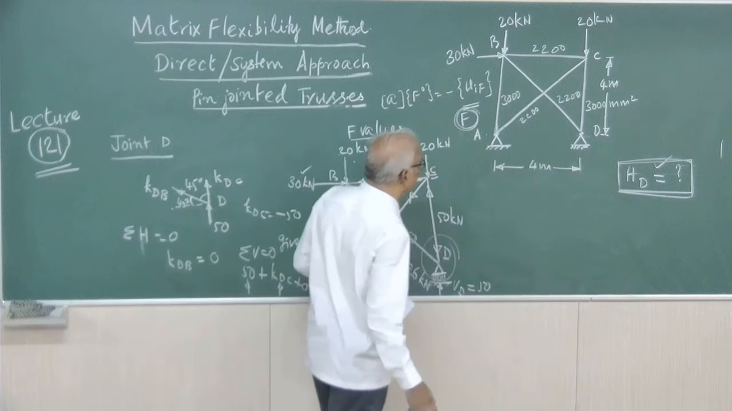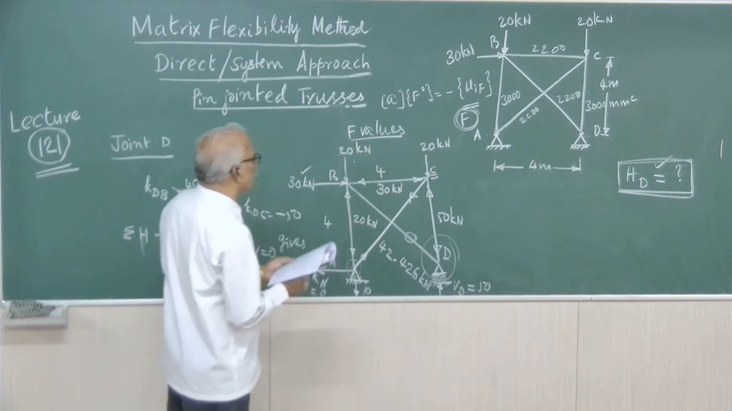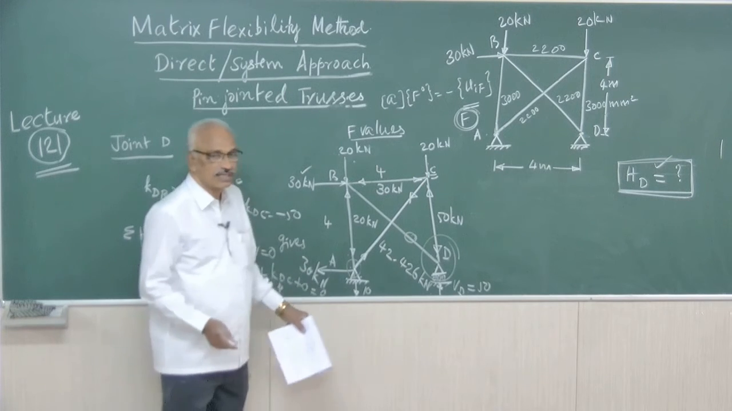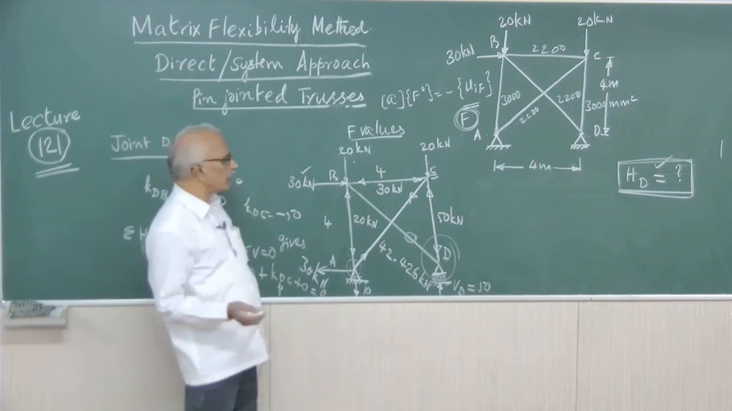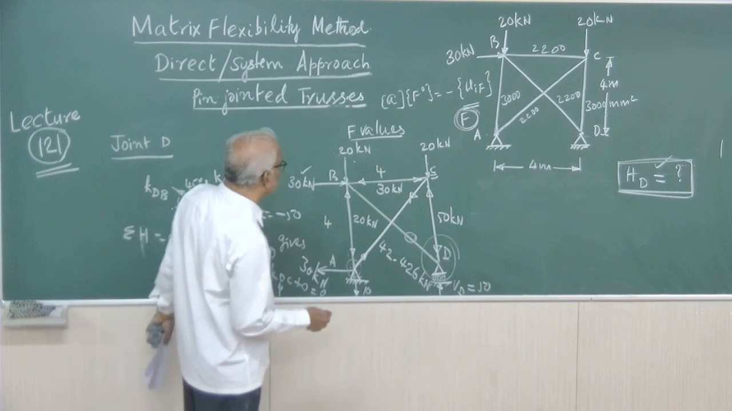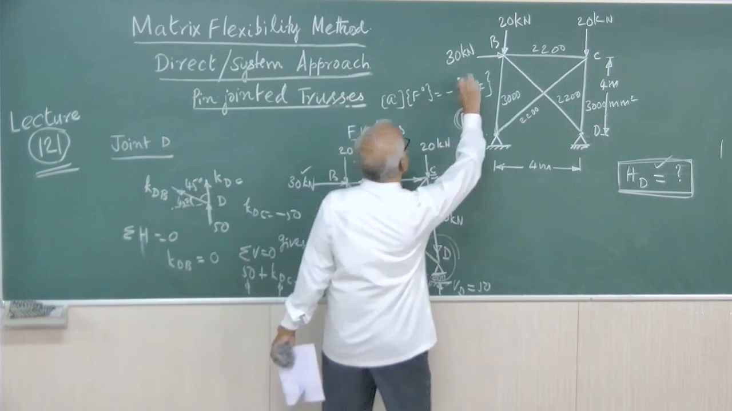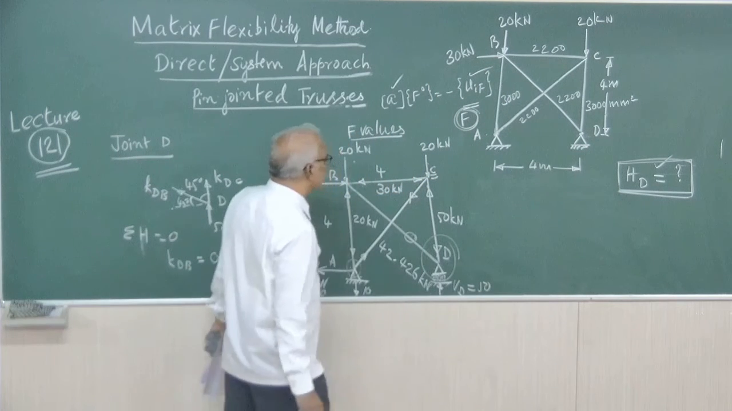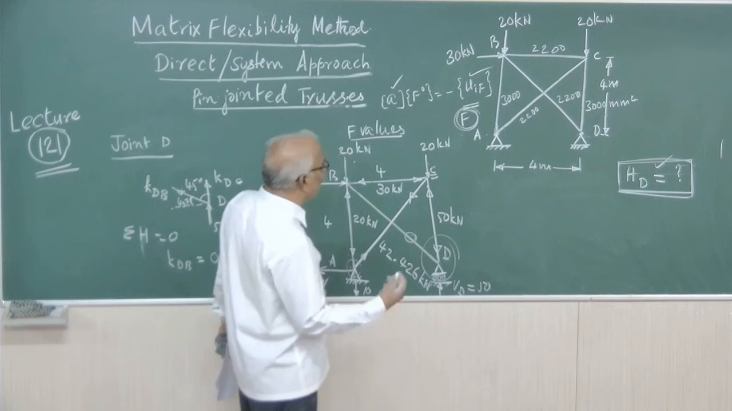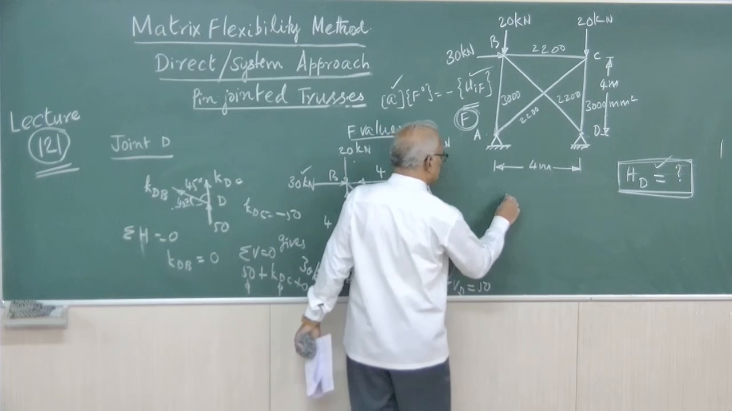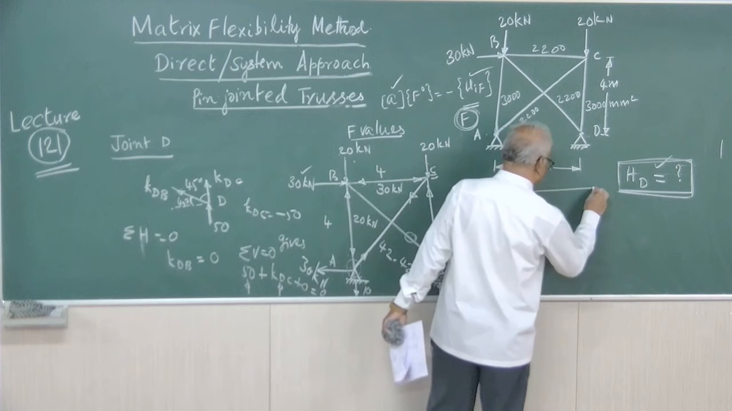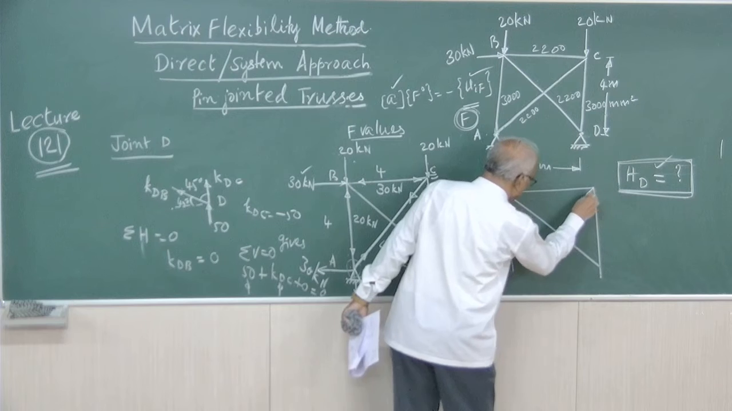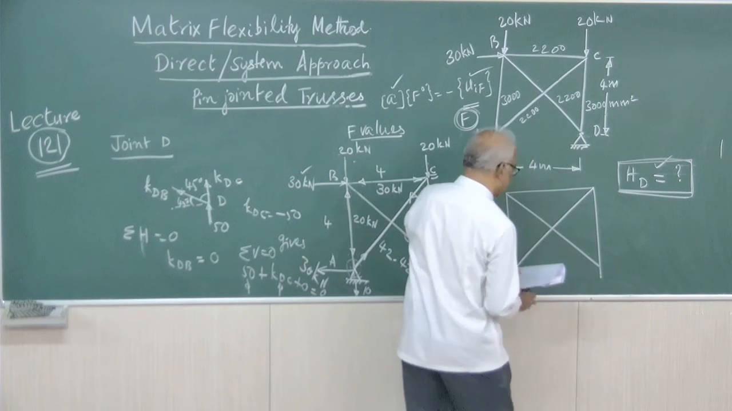So, here also the static indeterminacy is 1. Therefore, the size of the flexibility matrix will be 1 by 1. The size of the load vector also will be 1 by 1. Right. So, this is the F value. Now, for getting the right hand side, namely the A values, we have to apply unit force. Forget about the external force. So, this is the truss that is given.